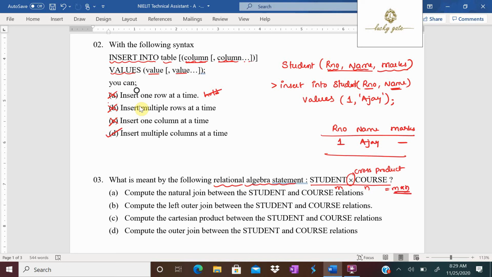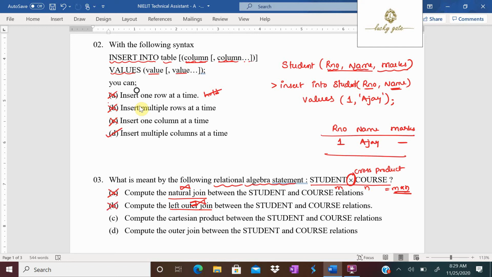Now look into the options. Compute natural join. Actually, natural join is a join between two tables based on the common attribute. And the natural join operator in algebra looks like this. But here it is given a Cartesian product. So option A is wrong. Compute left outer join. Left outer join symbol will be shown like this. Left outer join will give you all non-matching rows in the left side table also. Means you can see a symbol like this. So option B is wrong.